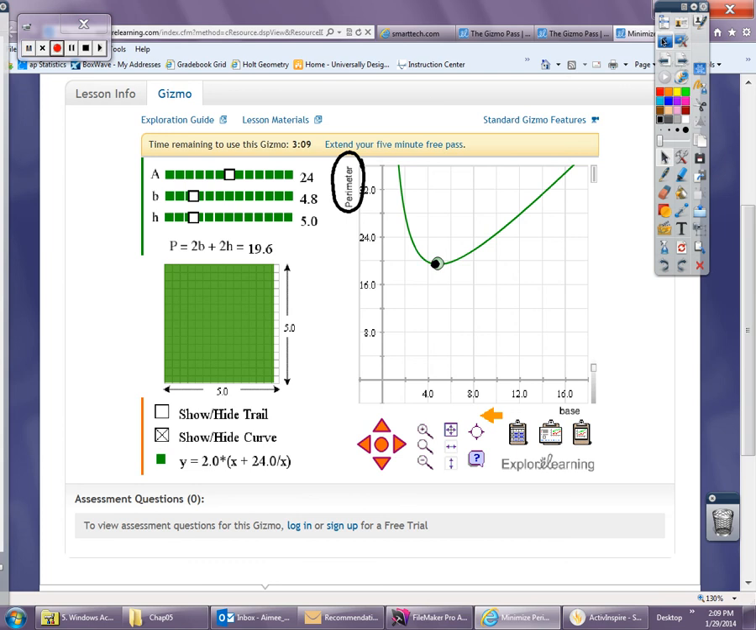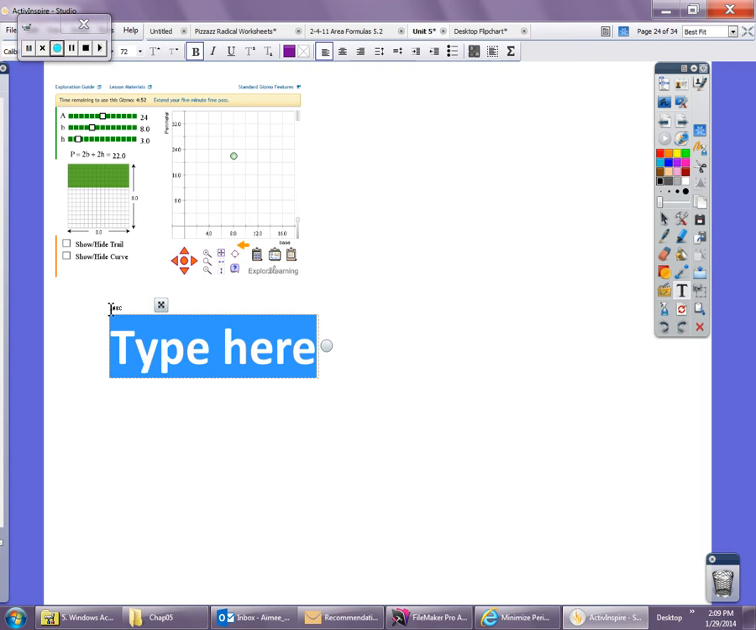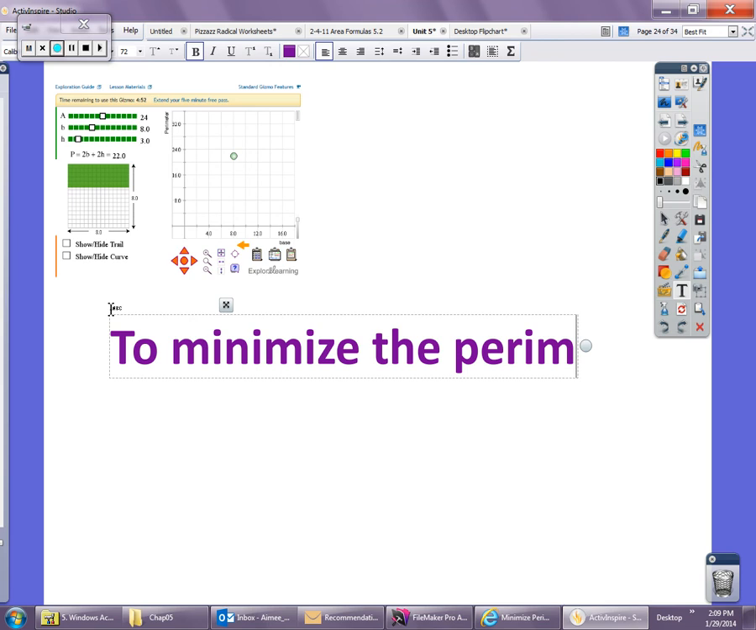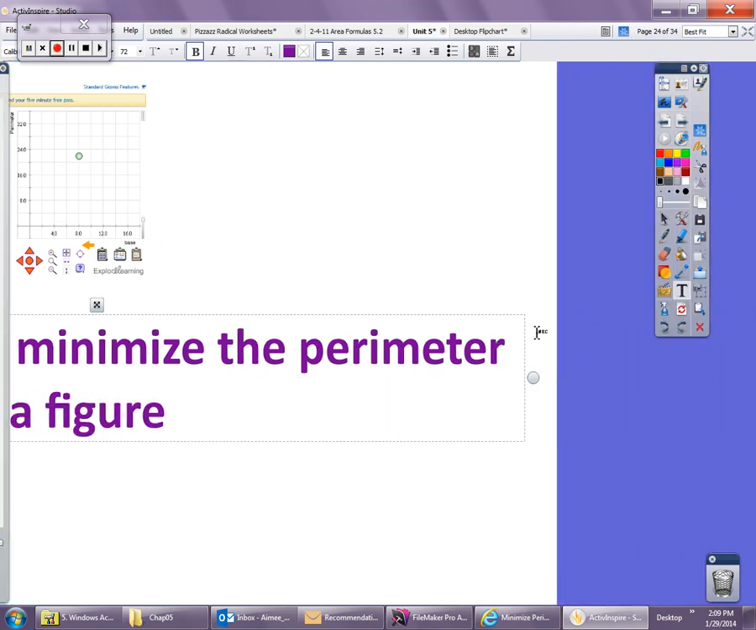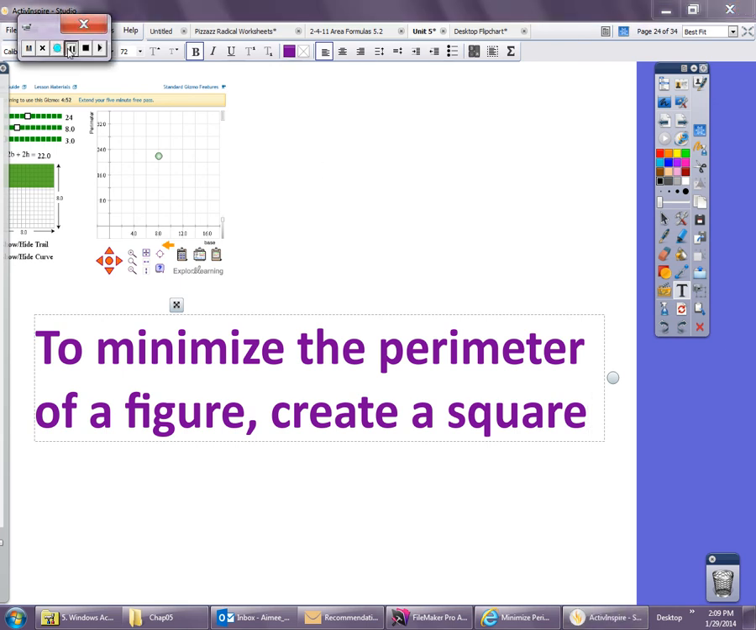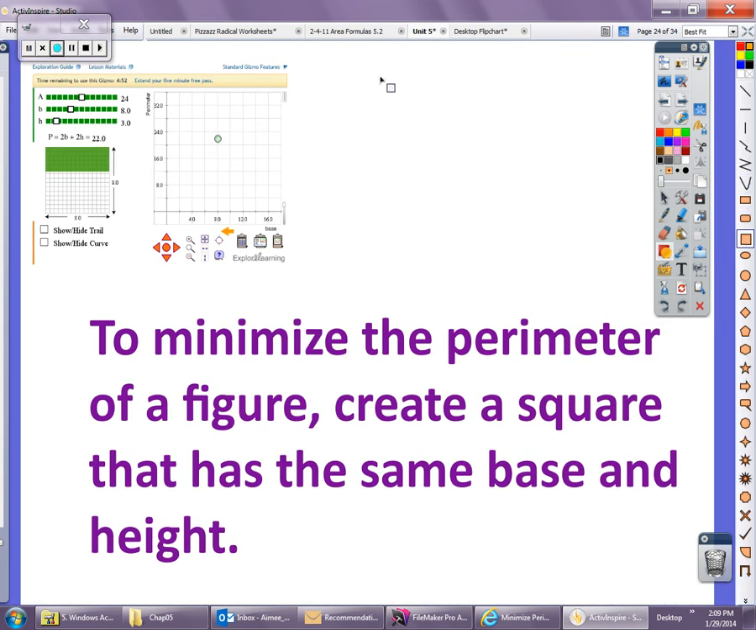Okay? So in order to minimize the perimeter of a figure, create a square. Create a figure that has the same base and height. Okay? And again, that is going to be a square. The figure will be a square.